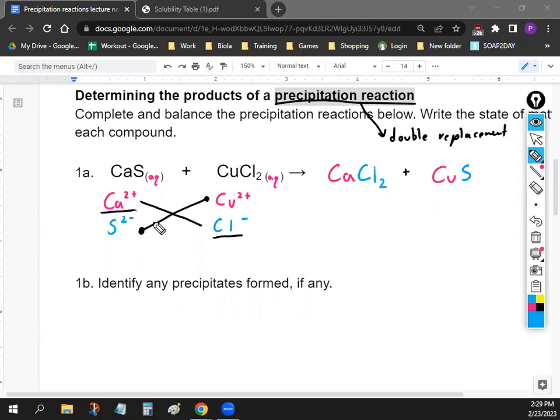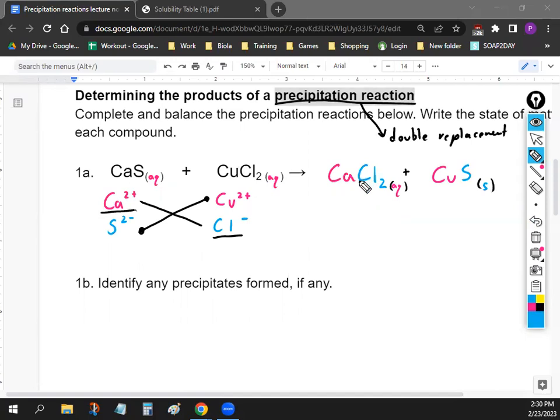If you look at these two, are they balanced out when they combine? Yes, it's +2 and -2. So this one balances out, and we're ready to go. We just need to put the aqueous or solid. I'll give you the answer just to make it easier. This one is aqueous. This one is a solid. But that's pretty much it. That's how you figure out what's on the other side of the equation.